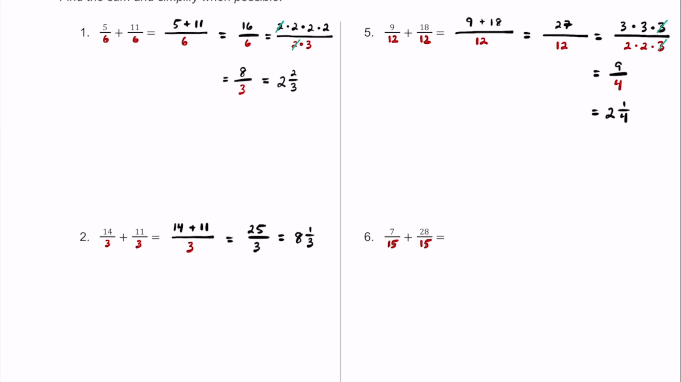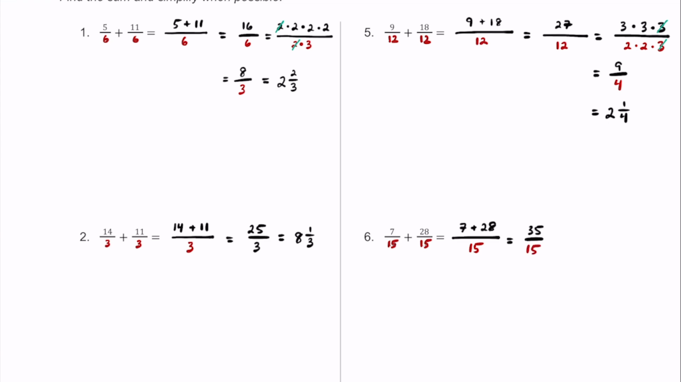For number 6, we have 7/15, and we're going to go ahead and add 28/15. So we have common denominators of 15. So let's go ahead and write this as one fraction. So that's 15 on the bottom, and we have 7 plus this 28 on top. Okay. Now 7 plus 28, that's going to equal 35. So that's 35 over this 15.